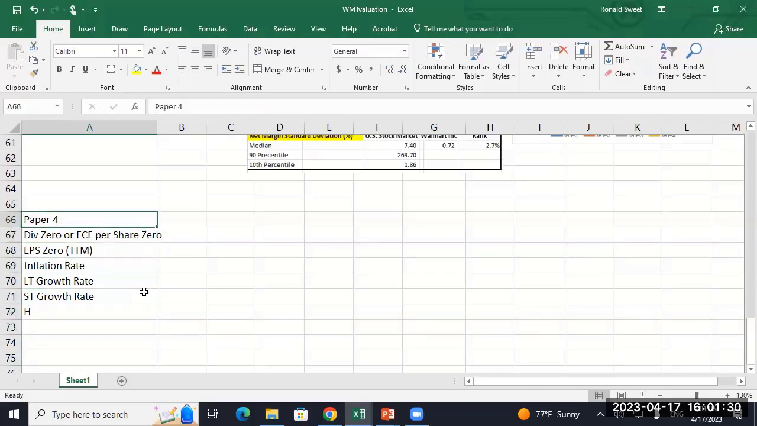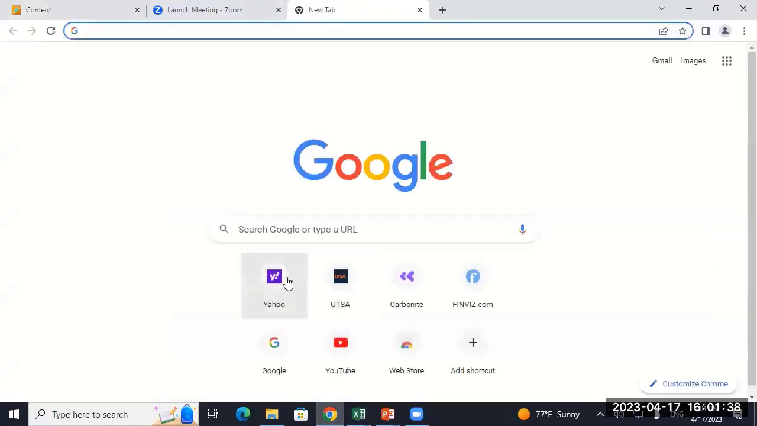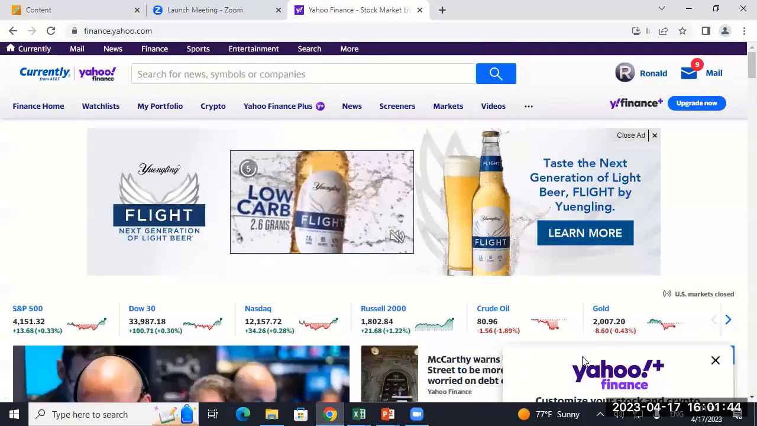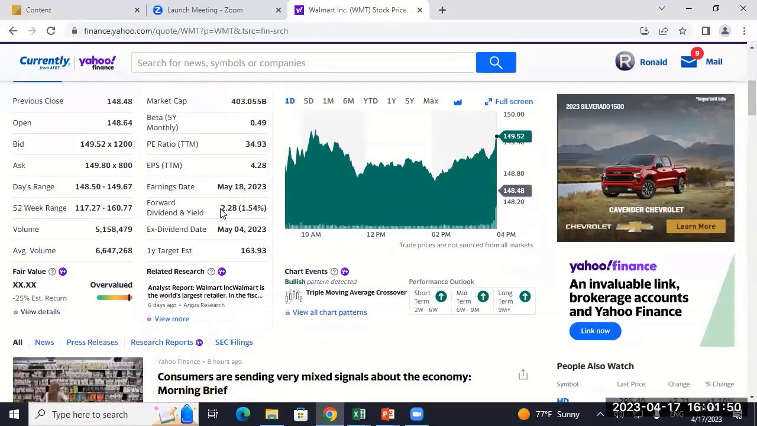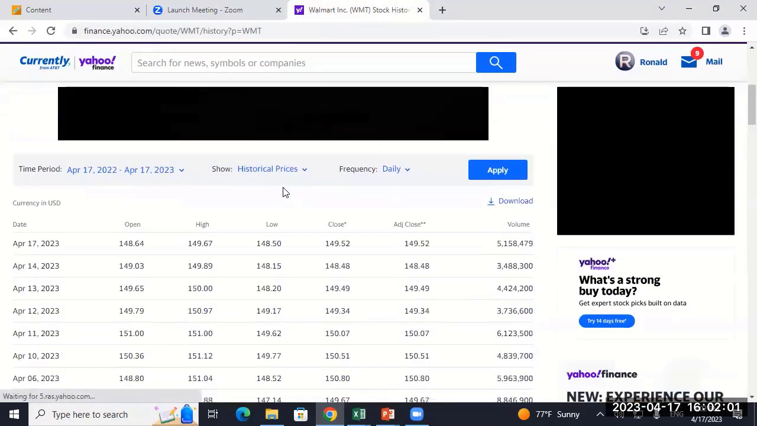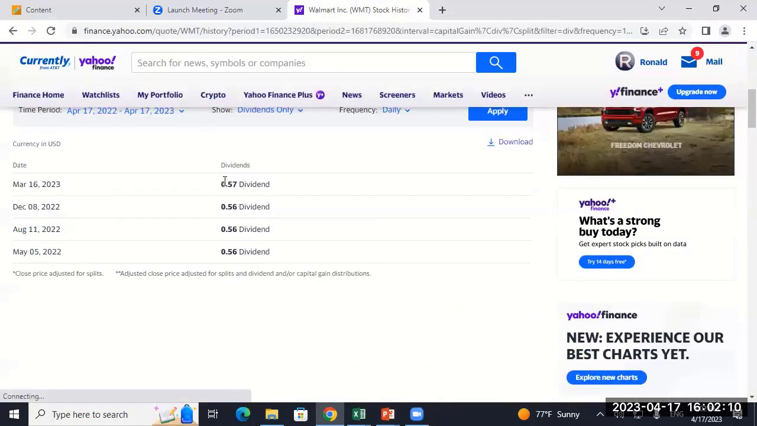The dividend zero and free cash flow per share, we can get from Yahoo Finance on the dividend side. So if you look at Yahoo Finance, so we're doing Walmart. It shows you a dividend right here, but they call it the forward dividend. So that's not the dividend. I don't know why they changed this. It's kind of irritating, but we have to go to historical data. And instead of historical prices, you want dividends only. And you apply. And it's the trailing 12 months.